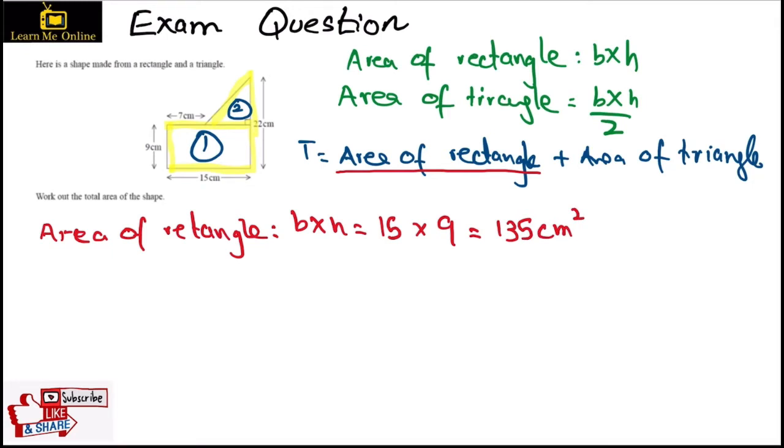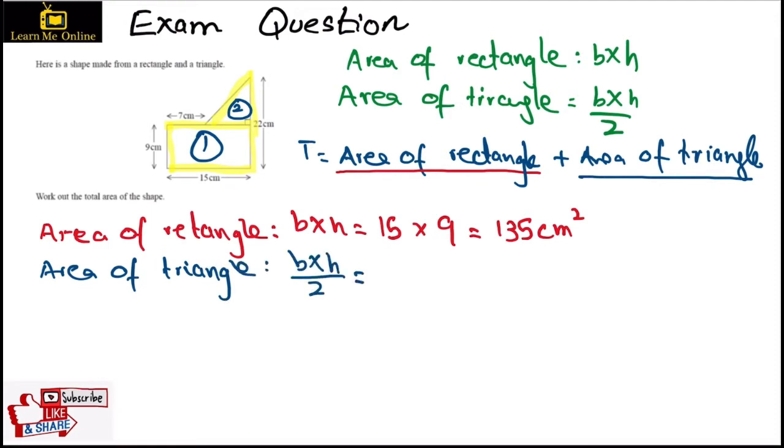Now to find the area of the triangle, we write it down over here. The area of a triangle is base times height, and make a half of it. So how much is the base? The base is this part from here to here. We don't know it, but the total length is 15, and if we minus this 7 from the total length, we get the base. So the extra working out is 15 take away 7, which gives us 8. So the base is 8 centimeters.